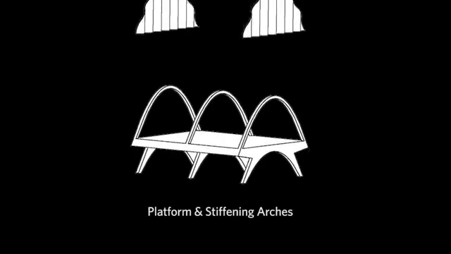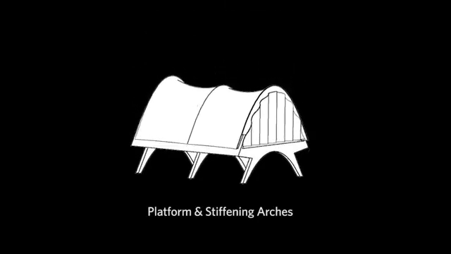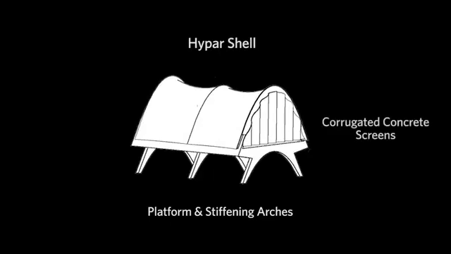If we dissect the Cosmic Rays Pavilion, we see a few parts to it. For example, there's the platform and the stiffening arches. Then you have the hypar shell that sits on top of that, and the corrugated concrete screens that enclose the space. These screens are not structural. They're there just to enclose the space. They do not hold up the shell.